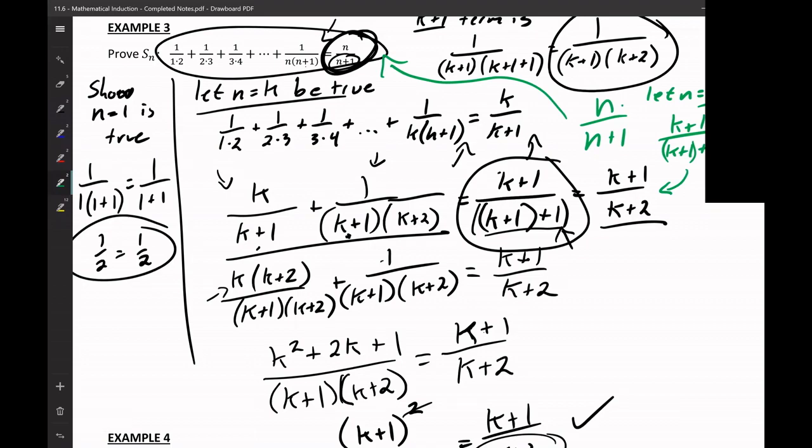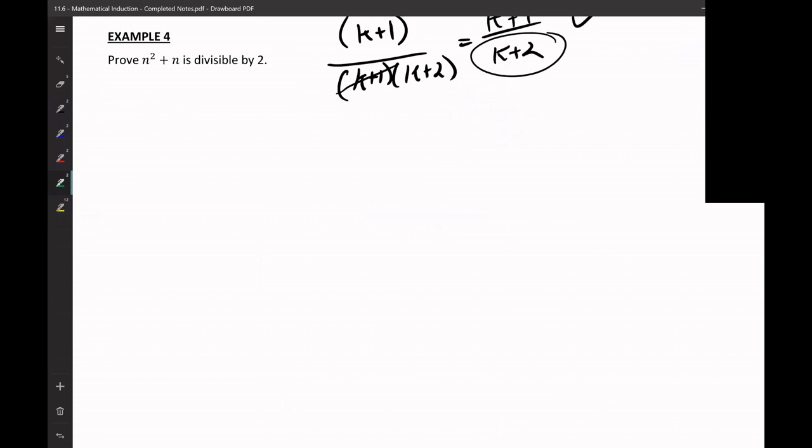Okay, so there's one more type of proof that we can do for this, and I'm trying to keep this to just 30 minutes. And that's proving things are divisible by stuff. I kept it to series in the first two because that's what we've been working with, but you can use this to prove a lot of different things.